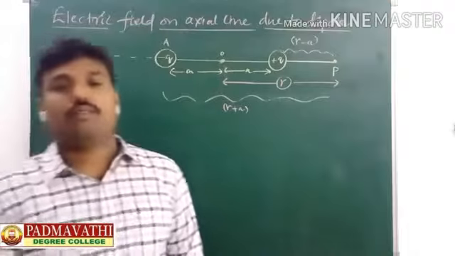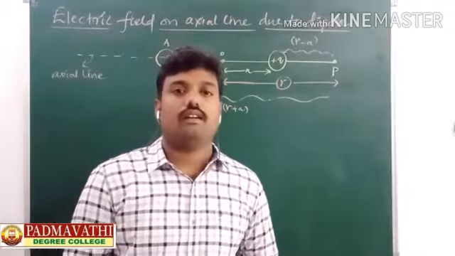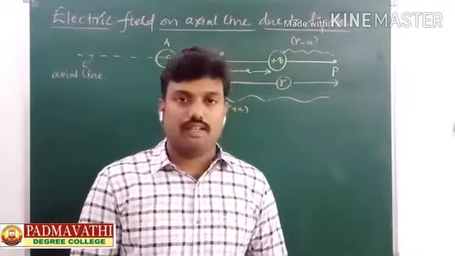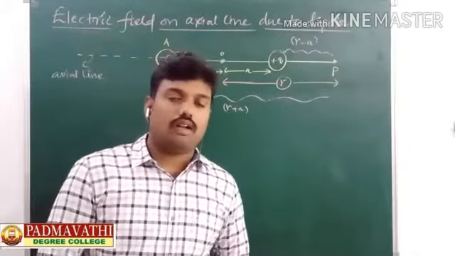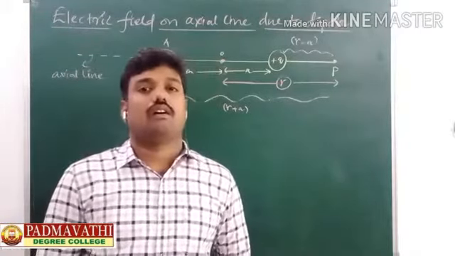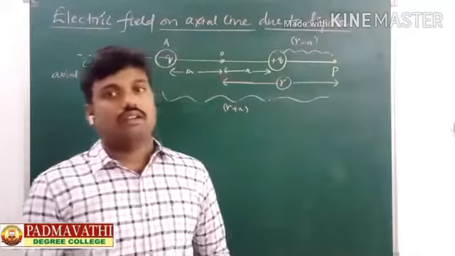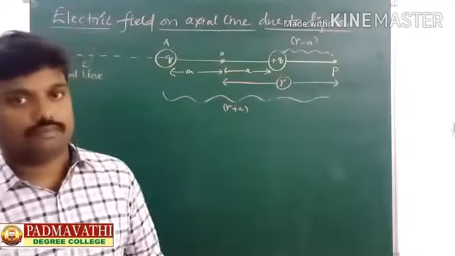Yesterday we discussed electric field intensity and electric dipole. More than that, we have defined two terms, that is axial line as well as equatorial line. Today we are going to discuss the electric field on an axial line due to an electric dipole.